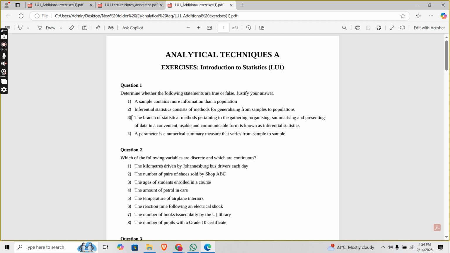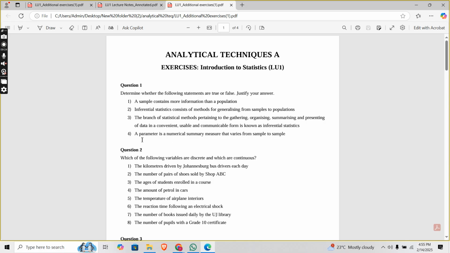So number 3, it's false. Why? This is actually the definition for descriptive statistics. It's not inferential statistics. Remember, inferential statistics consists of methods for generalizing from samples to populations. So this one is the definition for descriptive statistics. If you compare it to the definition of descriptive statistics, it will give you the same thing. These statements will actually agree with each other.